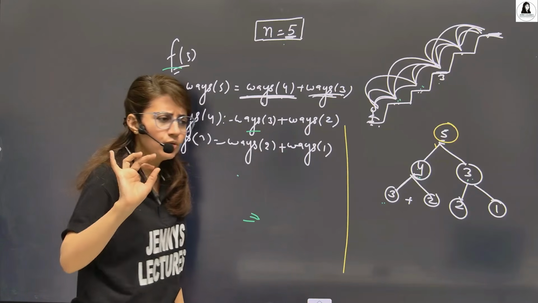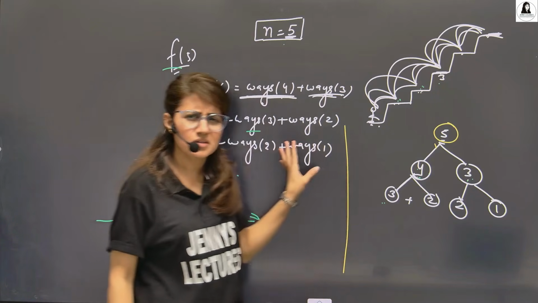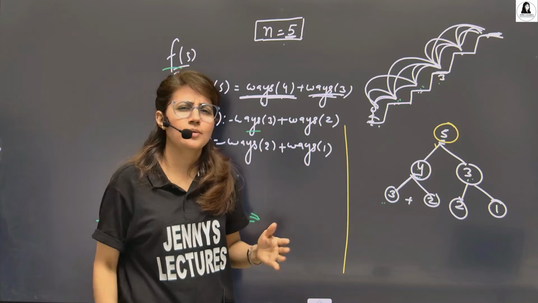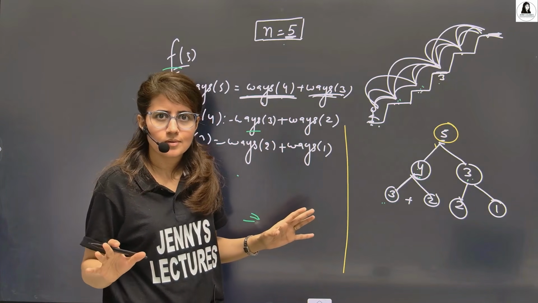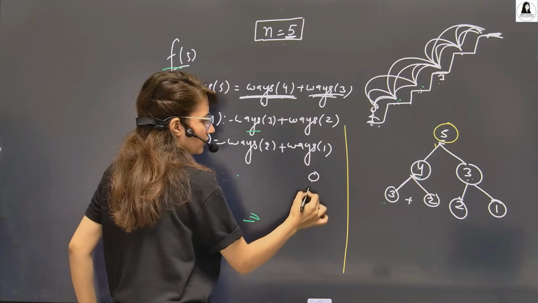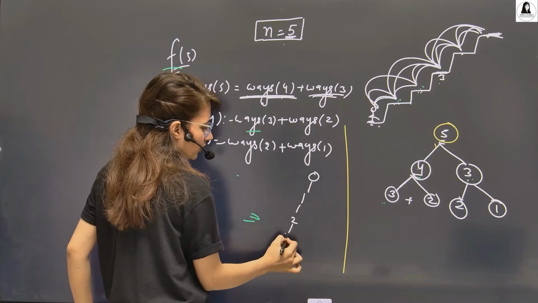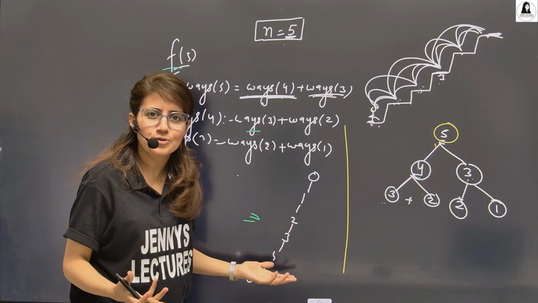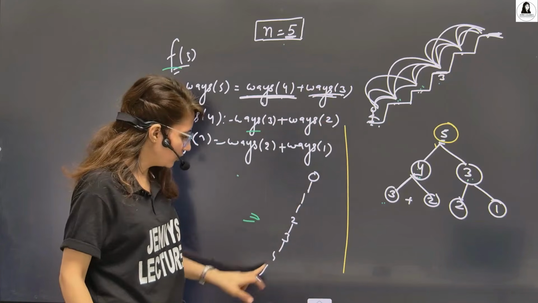If I say you can take only one step, do you need this thing? No. It's clear that you can take only one step. You don't have any choice. So you are at 0, just take one step, you will be at 1, then 2, then 3, then 4, then 5. So there is only one way you can reach from 0 to 5.